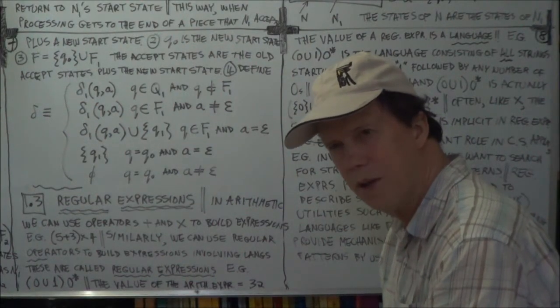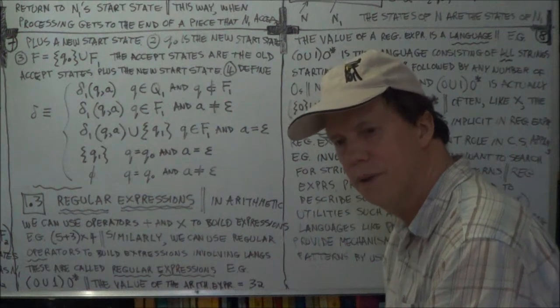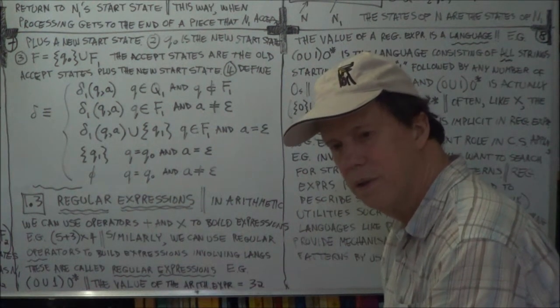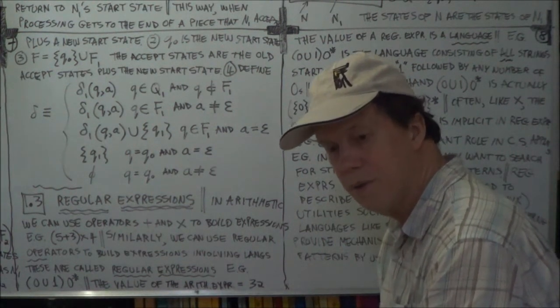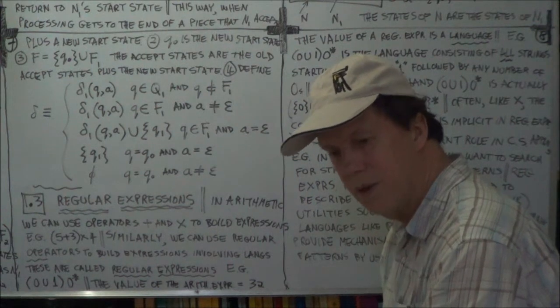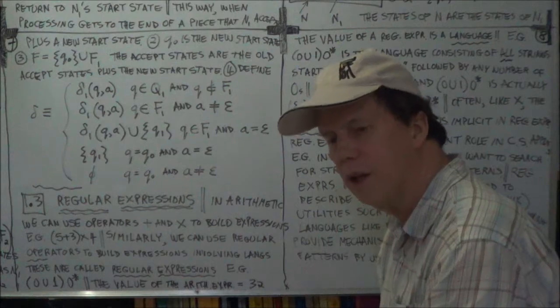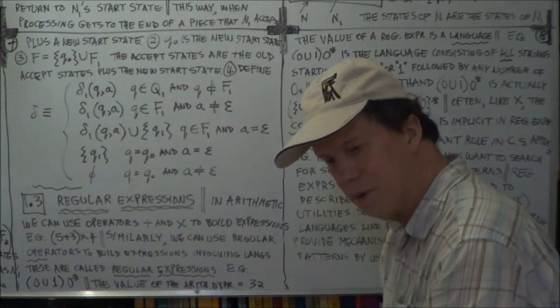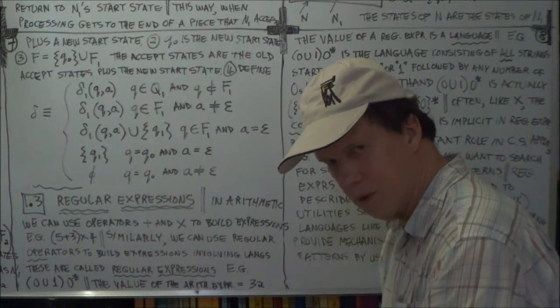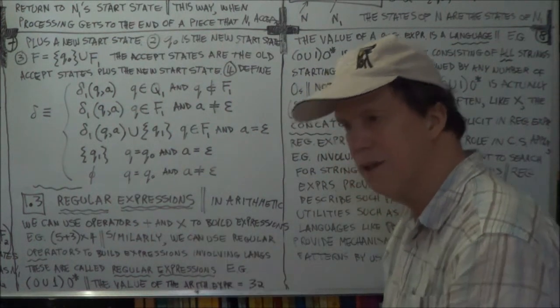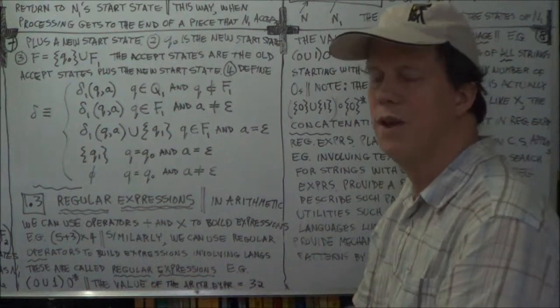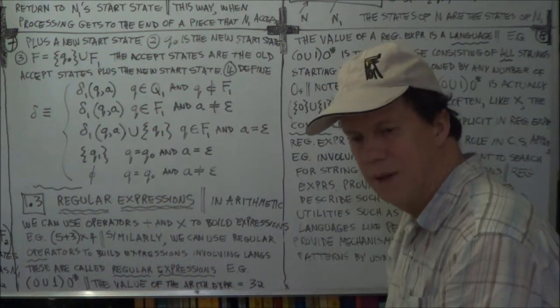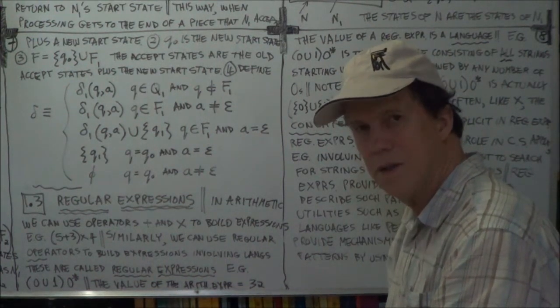star. And why are they called regular operators? Why is that? I guess because they're operators that operate on regular languages, and they result in regular languages. That's my guess. Anyway, so we know of three regular operators: union, concatenation, star.